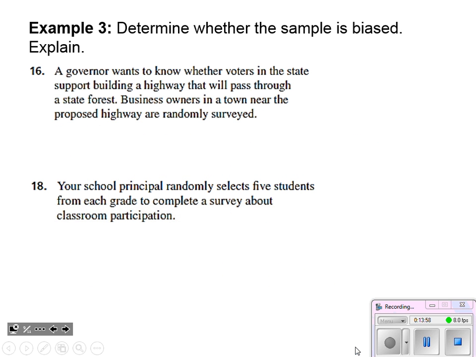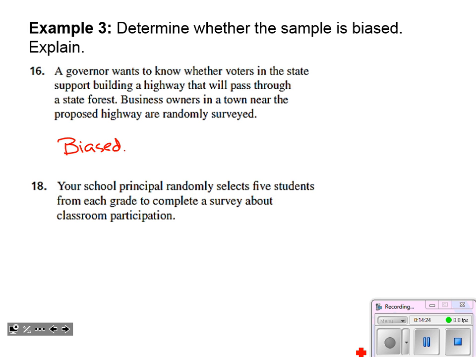Okay, so now we're looking for biases. Maybe it is, maybe it isn't, and explain why or why not. Number 16, a governor wants to know whether voters in the state support building a highway that will pass through a state forest. Business owners in a town near the proposed highway are randomly surveyed. Well, this one is definitely biased. Hopefully we don't have to read that too carefully to realize that.